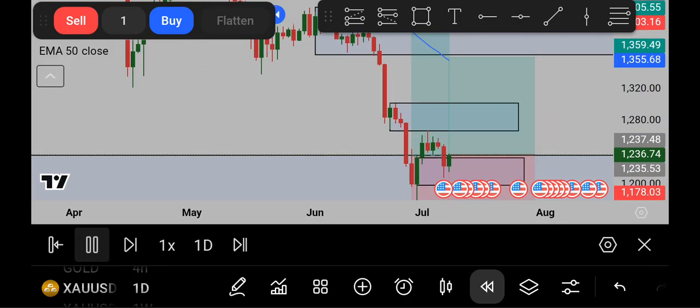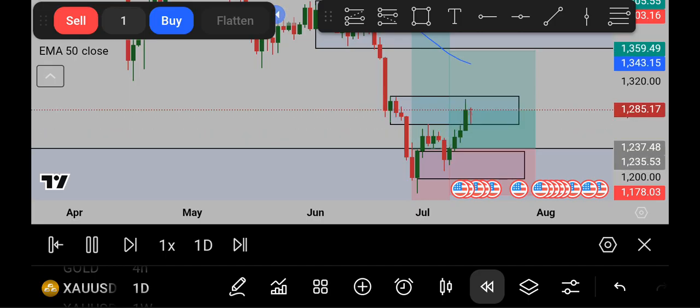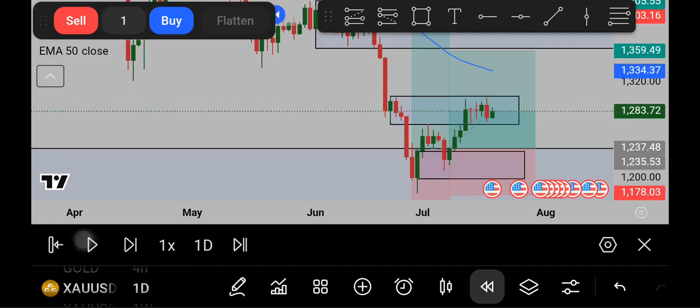So let's see what we got. If the market closes above this place we are going, now the market closed above it. So let's see. Let's see. What do we see?